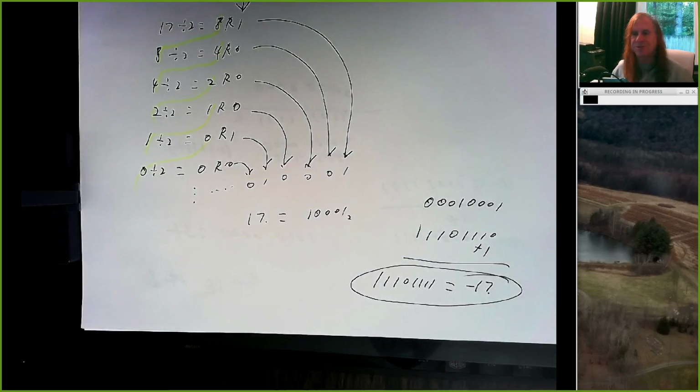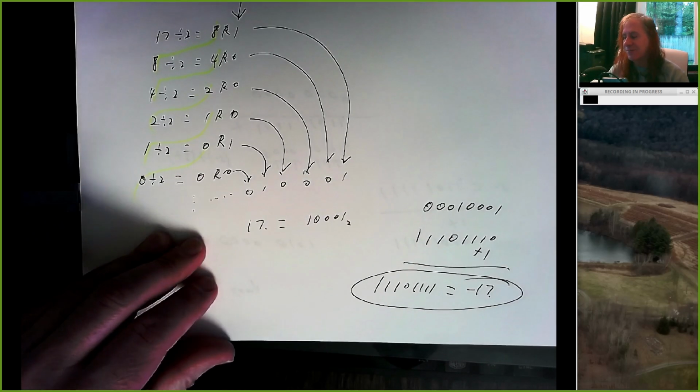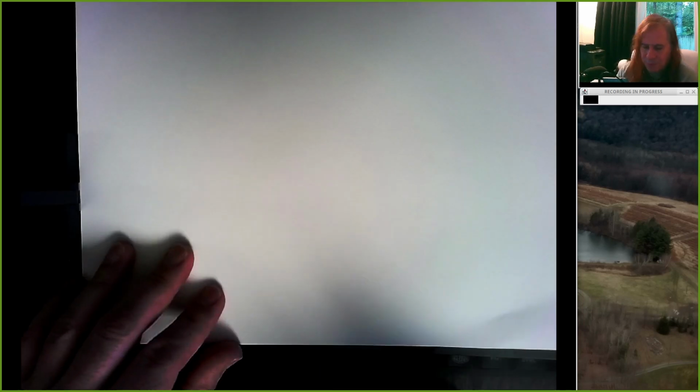There's our representation for negative 17. So what's missing from here is things that aren't integers. Things like 2.5 or 1.7 or pi or e. But it's the same representation strategy for integers.